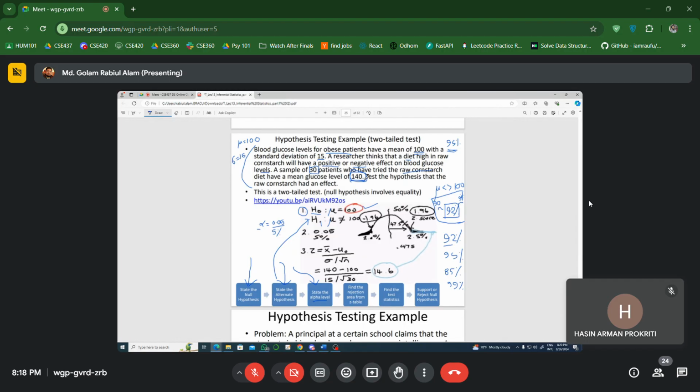Okay, sir. So that means my 5% should come within 140. So if it is close to 140, like 139 comes, we will still consider it as our hypothesis being proven or disproven, something like that?